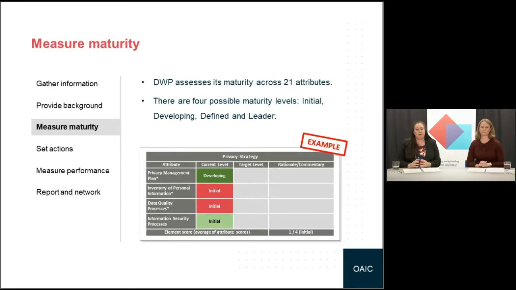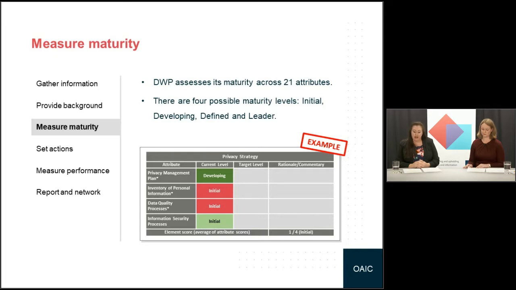So now it's time to measure DWP's privacy maturity. This requires DWP to refer to the maturity framework in the interactive PMP Explained guide. On reviewing the guide, DWP determines that it is currently operating at the selected maturity levels shown on this slide. In some cases, an initial level will not meet compliance obligations under the Privacy Act or the Code.